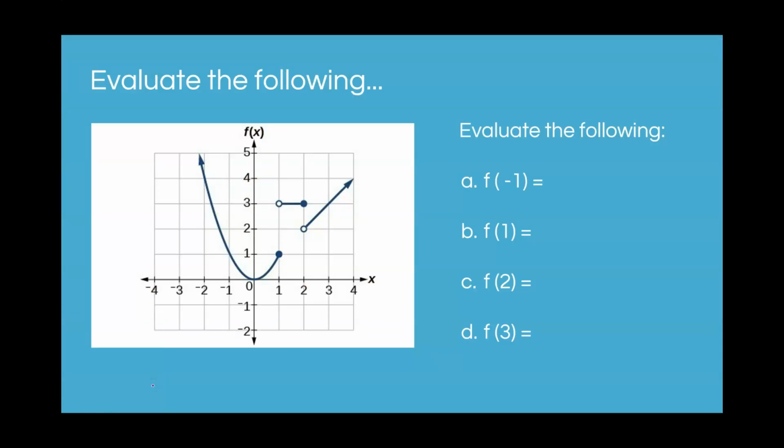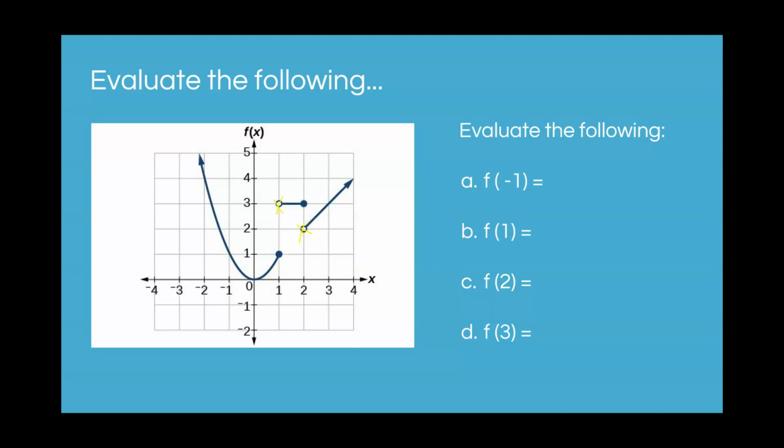All right, so number one says, evaluate the following. So remember, inside the parentheses is your x value. So we're looking for our y. What is f of negative 1 equal? So when x is negative 1, what is y? So what I do is I go to my graph and I mark out my open dots, okay? We can't choose an open dot. You can only choose closed, okay?